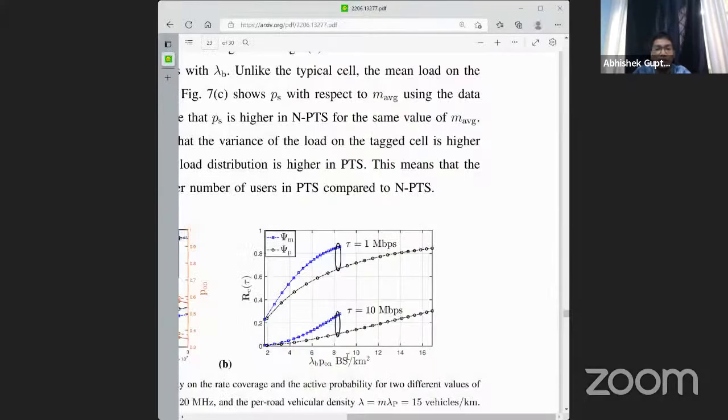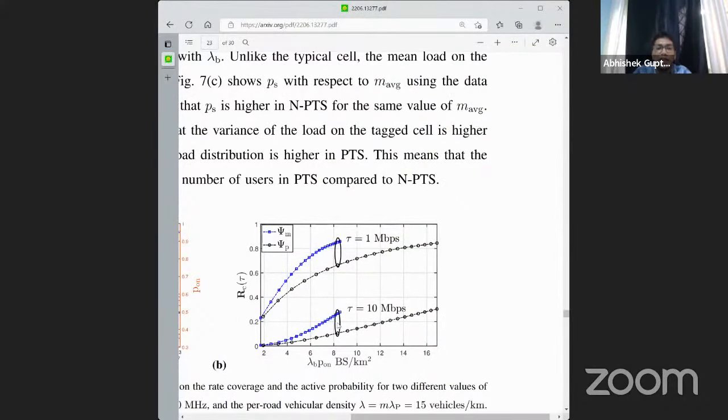Right, so this is a result I showed you: if you plot the rate coverage against the base station density, you see Platoon and non-Platoon are almost the same. But if you plot them with respect to the active base station density, we can see the Platoon traffic at the same active base station density is giving a very high rate, which means you require fewer base stations to achieve the same rate coverage.